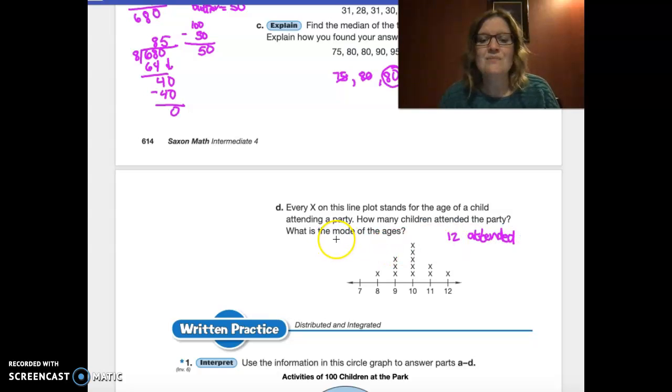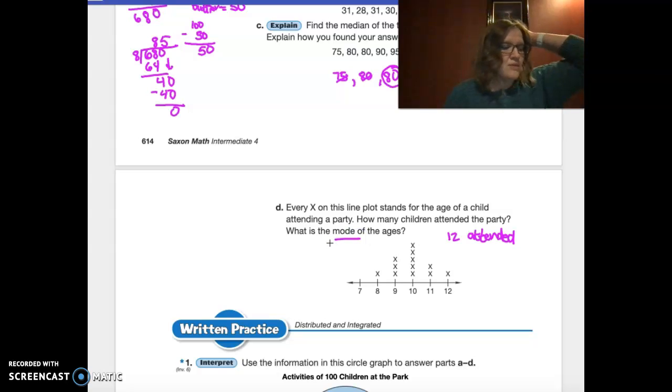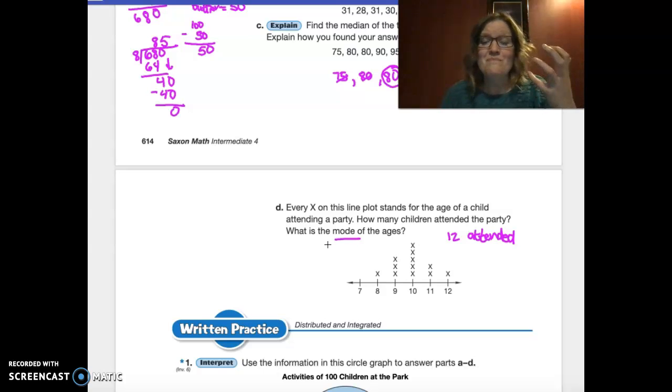Then what was the mode of the ages? And remember, the mode is the number that occurs the most. We can see really clearly on this line plot that 10 is our mode.